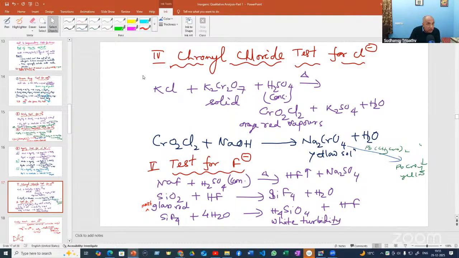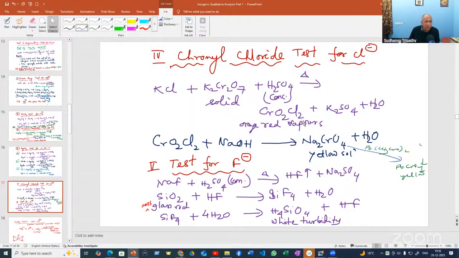So take the solid salt, add some solid orange color potassium dichromate, and add some concentrated sulfuric acid and heat. You will produce a very polluting vapor, an orange-red vapor. Be careful. Don't let it loose to the air. You try to take it in a delivery tube and put it in a sodium hydroxide solution, an alkali solution. So this orange-red color vapor is nothing but chromyl chloride.